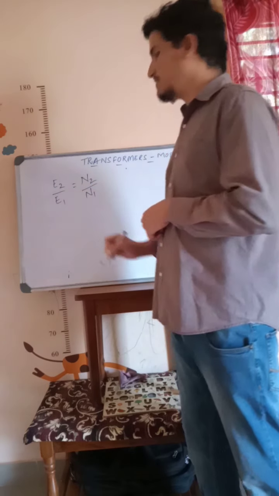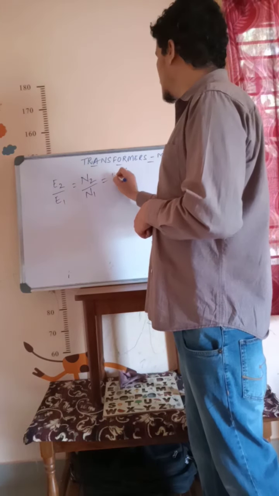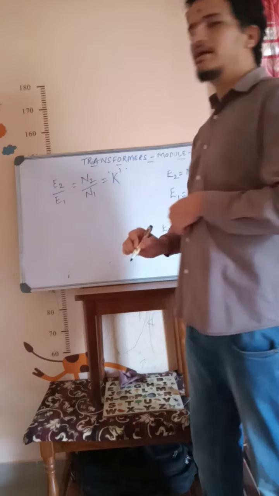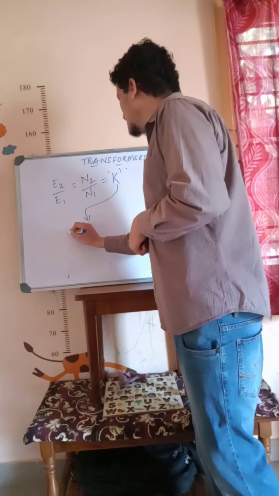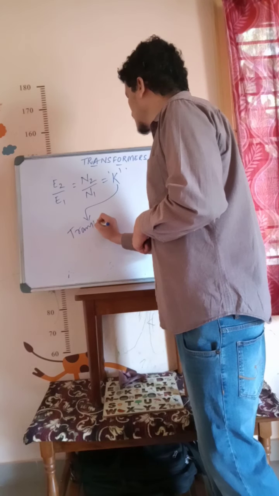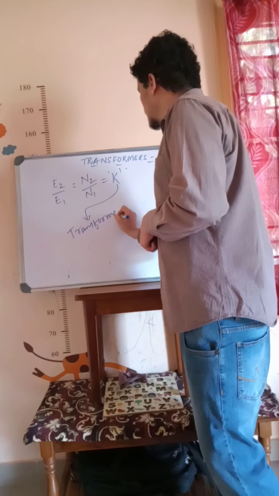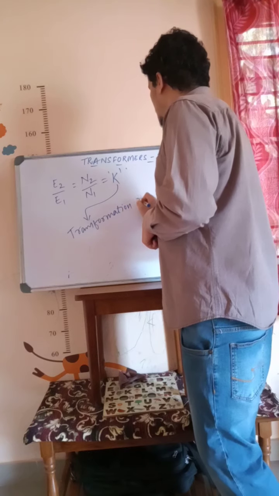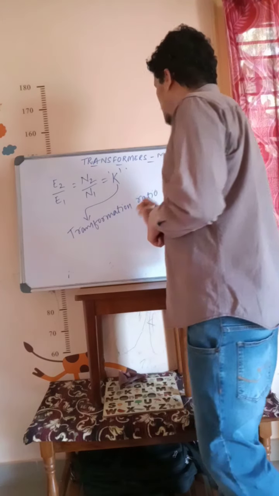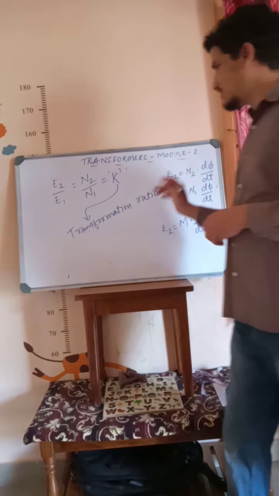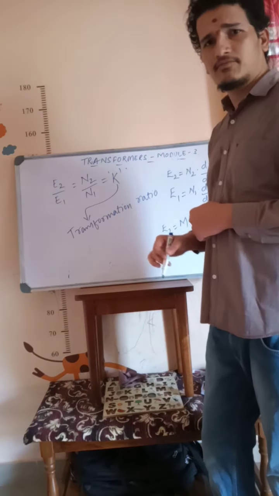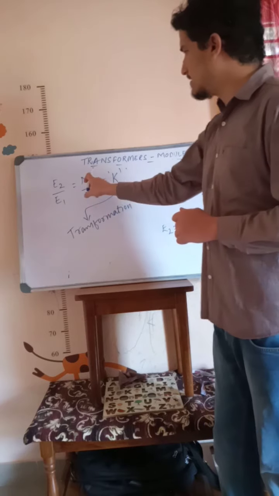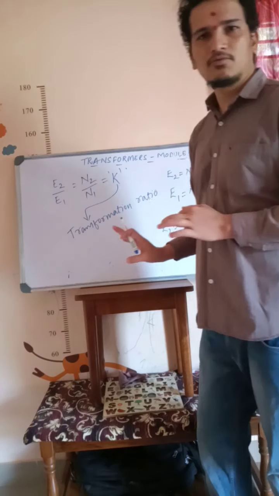N2 by N1 is equal to K. I will call this by a term K. What is this K? K is called the transformation ratio. So K is called as transformation ratio. This K can also be defined in other ways than N2 by N1 and E2 by E1.